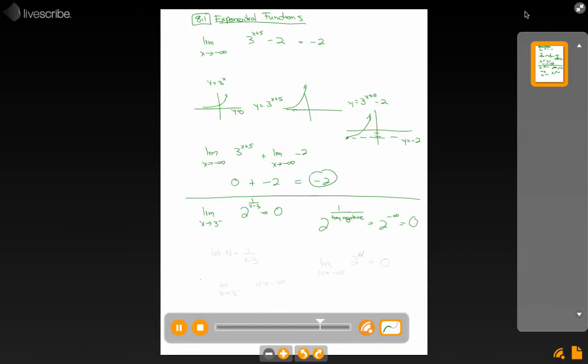You could have also decided, let's let n equal 1 over x minus 3. As x approaches 3 from the left, this n is going to approach negative infinity. And so if I said what's the limit as n approaches negative infinity of 2 to the n, we did that limit up above essentially, and you tell me that that's 0. So it depends what way makes the most sense to you, but in this section you will be asked to evaluate some exponential function limits.